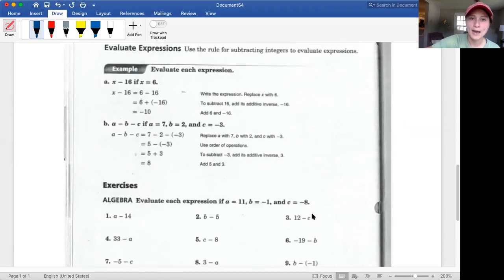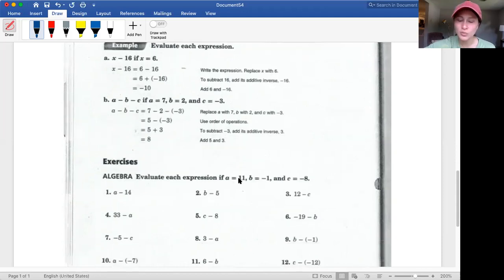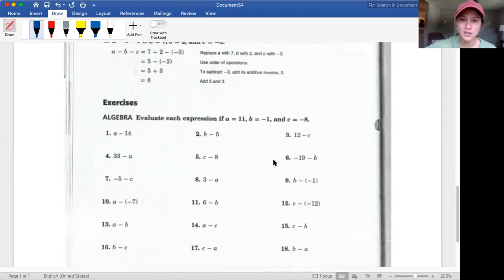Now let's take a look at if we had a variable in our equation. Now, the nice thing is they've given us what the variable represents, what number it represents, and so we can just substitute that amount back into the letter that we see. So in this example, like these exercises here, it tells us A equals 11, B equals -1, and C equals -8. So on your homework, I would really love for you to write out the equation once you've substituted it in.